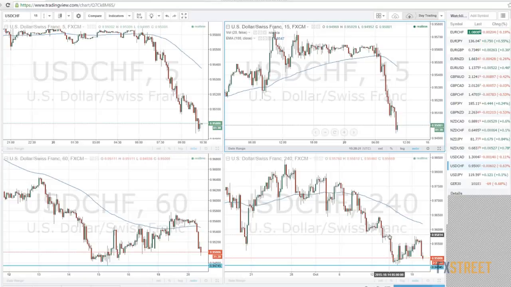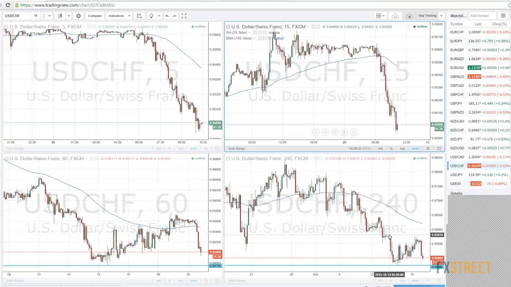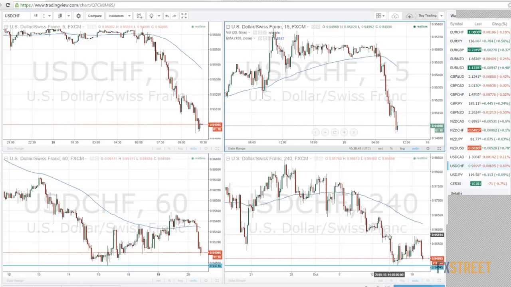That I'm building into now. Does anybody have any comments? Any questions? Is your trade only confirmed when different time frames are better? Yeah, pretty much. I try to do it where the majority of the charts sort of agree with each other, or at least I'm seeing momentum on those charts in the same direction. Does that make sense?